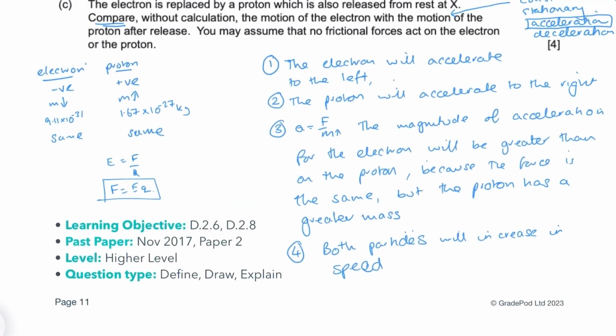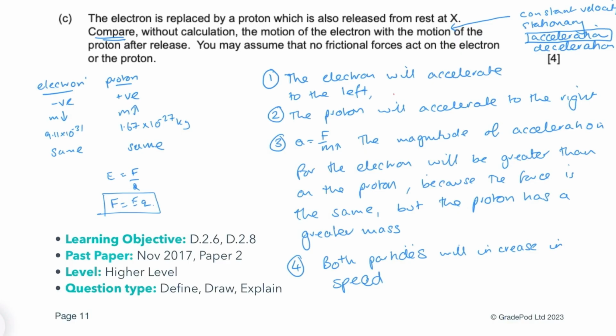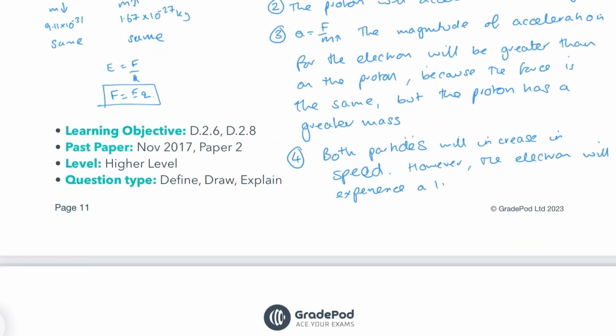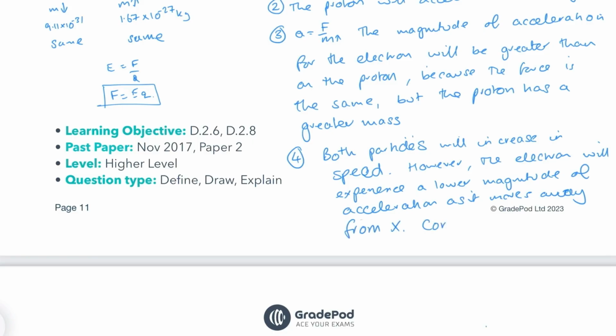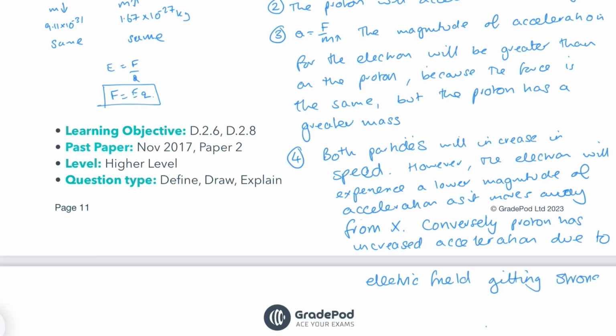So let's go back to number 4. Both particles will increase in speed. However, the electron will experience a lower magnitude of acceleration as it moves away from X. My writing is dreadful. Conversely, the proton has increased acceleration due to the electric field getting stronger. I'm so sorry about my writing here.